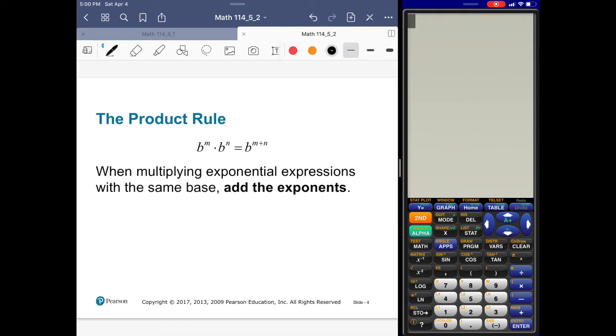The product rule of exponents states that if we have b to the power of m and b to the power of n, and they're multiplying, then the exponents will be adding. B is known as the base. So if they have the same base, then the exponents will be adding. For example, if we have x squared times x cubed, then this becomes x to the 2 plus 3, which equals x to the 5th power.